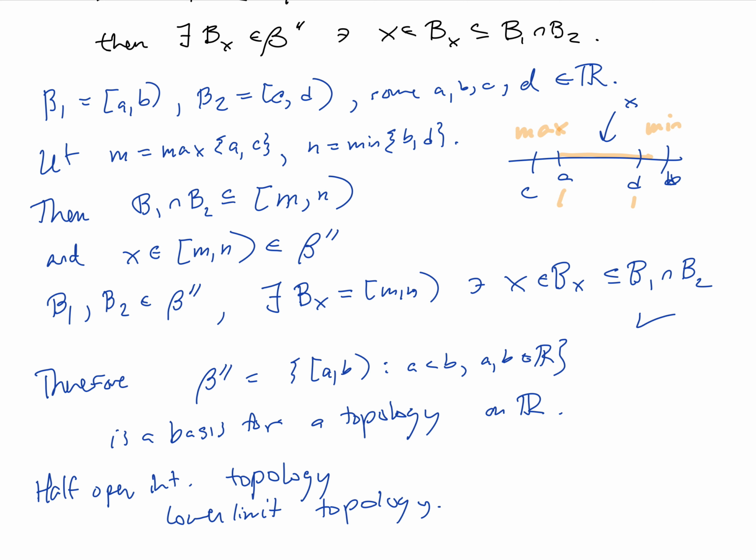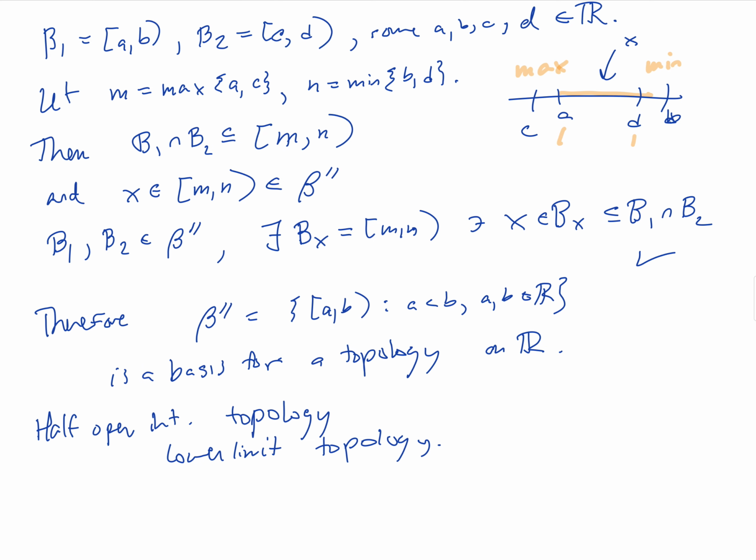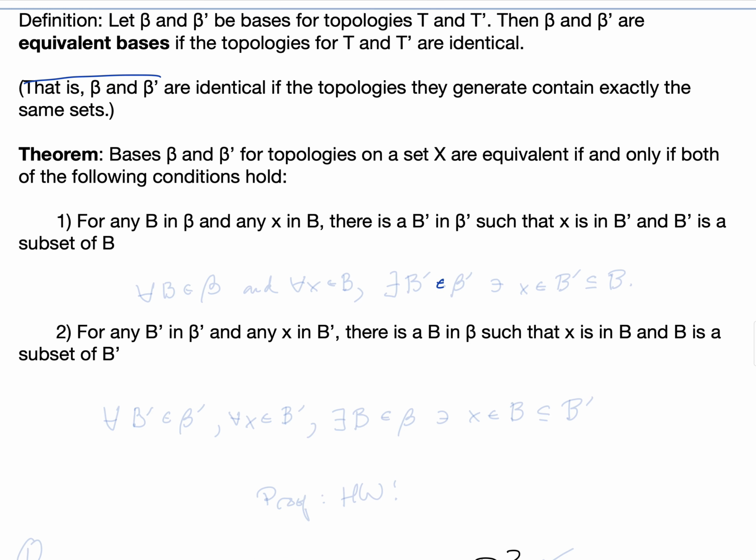So here's a theorem for determining when it's the case that two collections beta and beta prime are equivalent. They're equivalent if the following two conditions hold. One, for any B in beta, for any B in the first basis, and for any X in that basis element, there is some B prime in the second basis, such that X is in B prime and B prime is a subset of B.